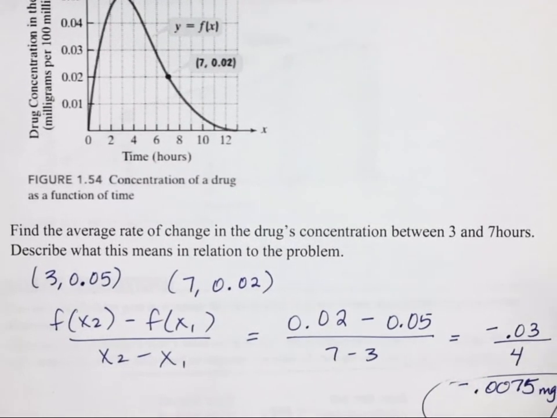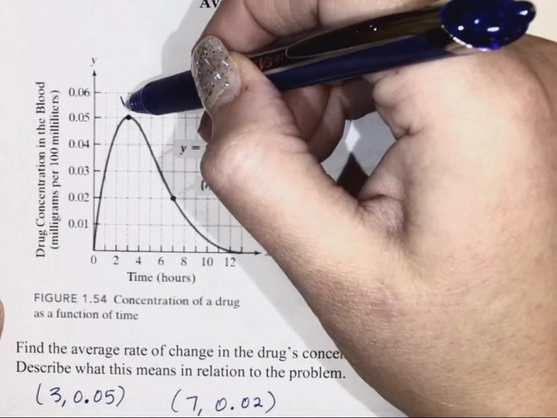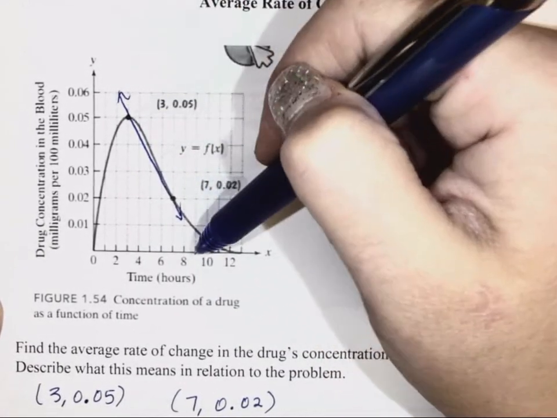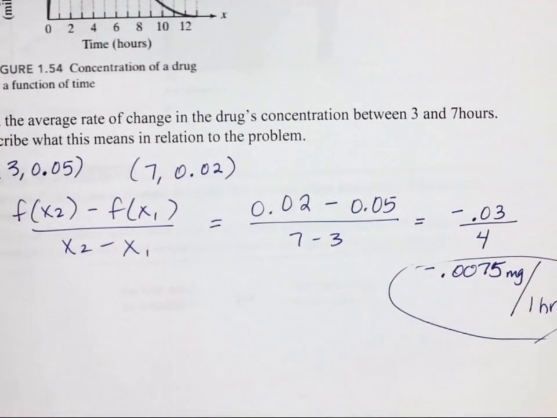So describe what that means. And I want you to notice, if we actually draw the secant line through those 2 points and we were to find the slope of that secant line, it is negative. And so notice that our answer was also negative.